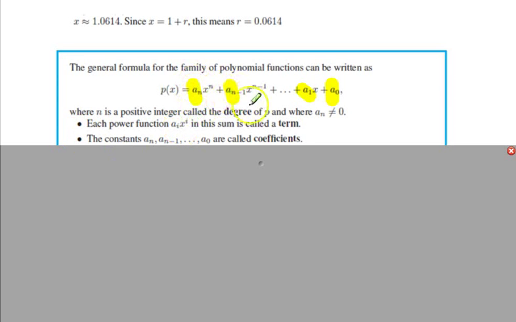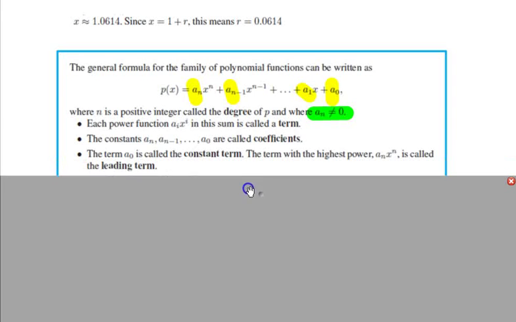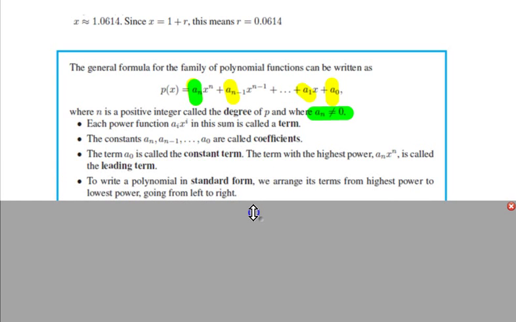Each of these coefficients can be any type of number. They can even be 0, with the exception of the first coefficient with the highest power. That cannot be 0. So all the other coefficients can be 0 except this coefficient. And we call this coefficient the leading coefficient, or the leading term, because it's so important it can't be equal to 0. Okay? To write a polynomial in standard form, we arrange it in terms from highest power to the lowest power, going from left to right.